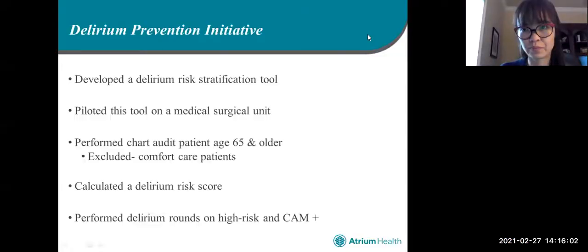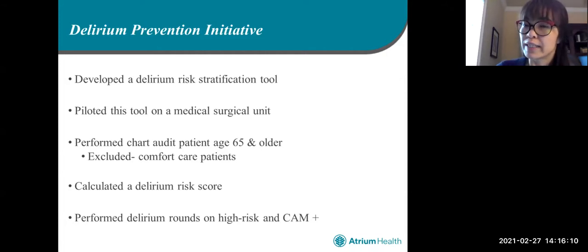In honor of World Delirium Awareness Day 2021, I'd like to share the program that I am piloting on a medical surgical unit, using risk stratification strategies to identify and prevent delirium in high-risk hospitalized older adults. So what does this delirium prevention initiative include?